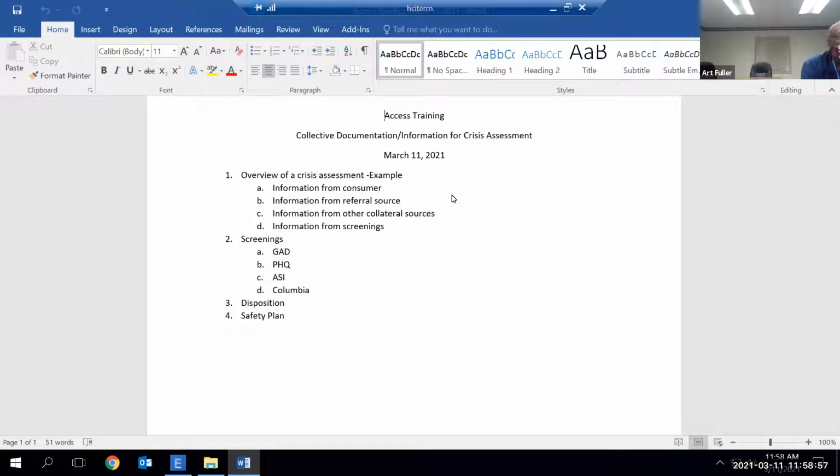So we're going to touch upon an overview of the crisis assessment. We're going to pull up an example. We're going to talk about how we get information from the consumer, from the referral source, from other collateral sources, as well as screenings. I do want to go over the screenings that we have in our system that you might find useful. These screenings, except for the Columbia, are not required. However, I want you to know that they're in the system and you can pull these screenings to get more information if you feel like you need to do that during that assessment. We'll then talk about the disposition and safety plan. So that's our agenda. We'll just go straight into it here.